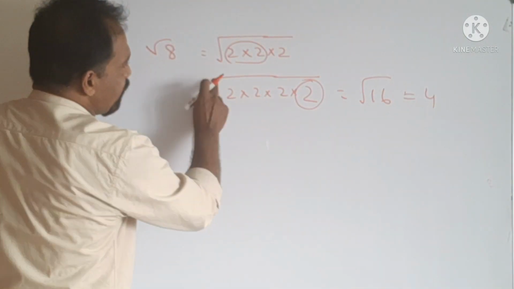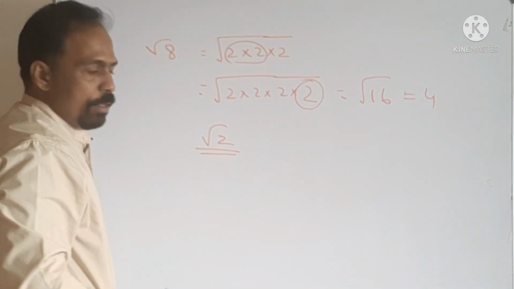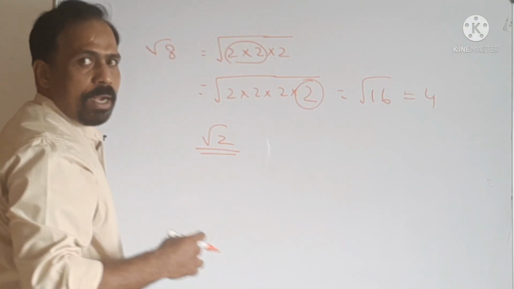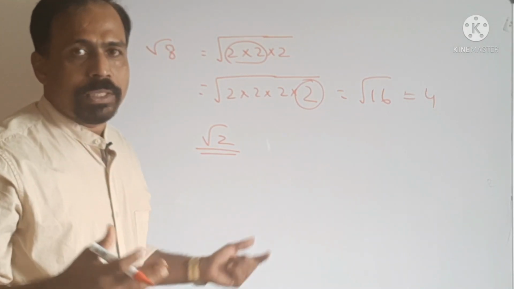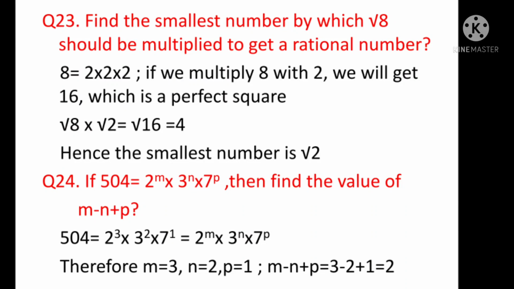So the smallest number is root 2. If we multiply root 8 with root 2, we will get root 16 and then we will get 4. So that will be the perfect square. Now let us do question number 24.